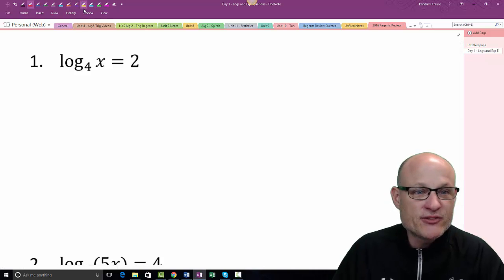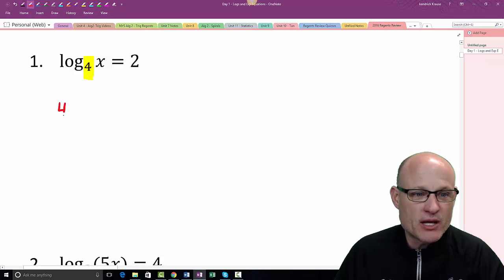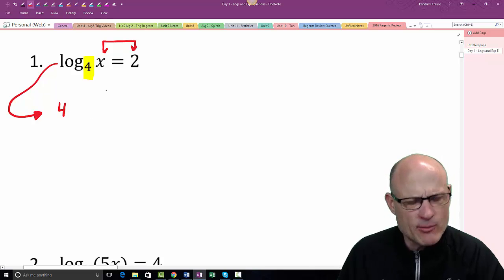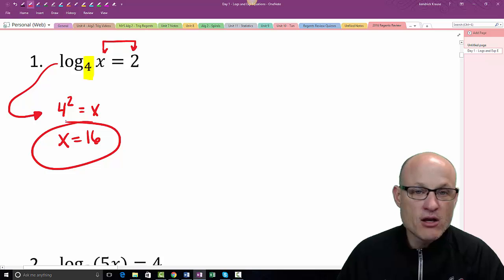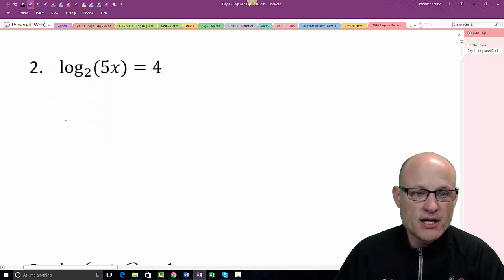Okay, the base is this thing. Here's our logarithmic base. So what we're going to do is copy over that base 4, and then these two things simply switch sides. Now notice when I change it from a log, it becomes an exponential equation. You don't see the word log there anymore, do you? So 4 squared equals x, or x equals 16. Done.